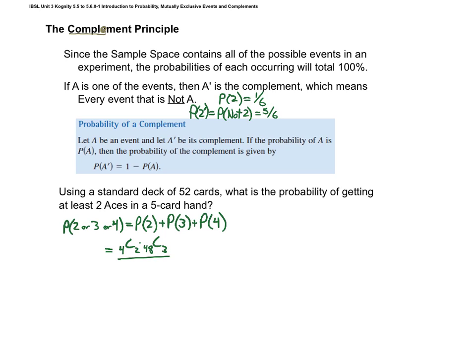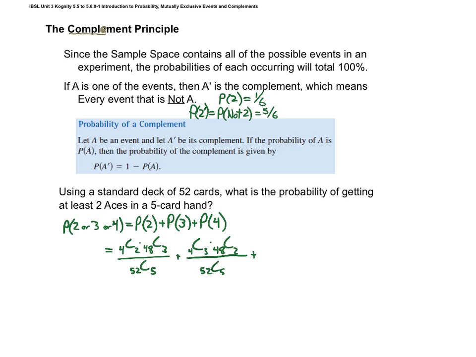This is going to be out of, if we have 52 cards, we're choosing 5 of them. So that's the probability of getting exactly 2 aces. Then we have the probability of 3 aces. Again, there's 4 aces, we want to choose 3 of them, and there's 48 other cards, and we want the other 2 of the 5 to be one of those 48. So that's all over 52 choose 5.